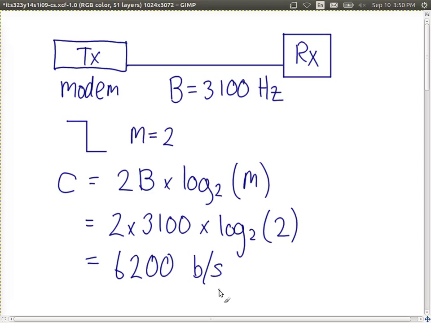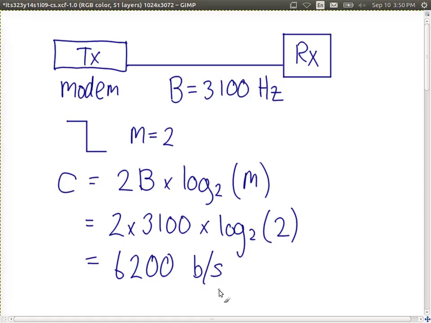The bandwidth is the same. The modem was still using the voice channel. We can't change the bandwidth with a dial-up internet access. So how do we increase the capacity? M must go up, the number of levels.